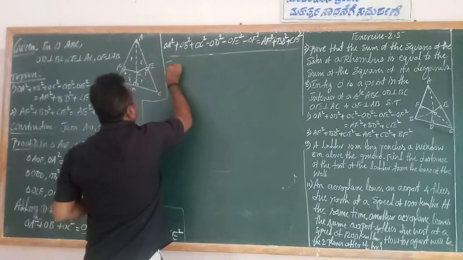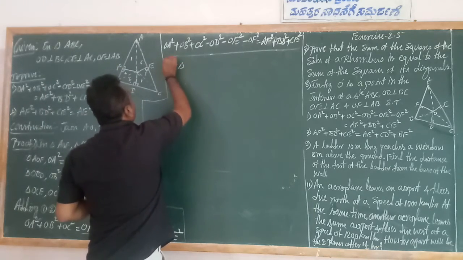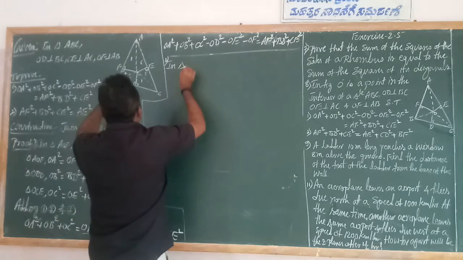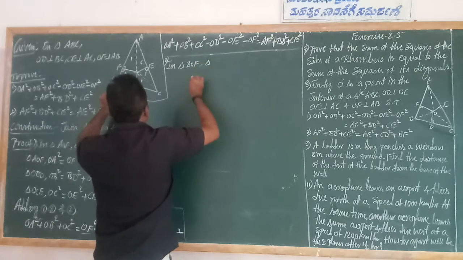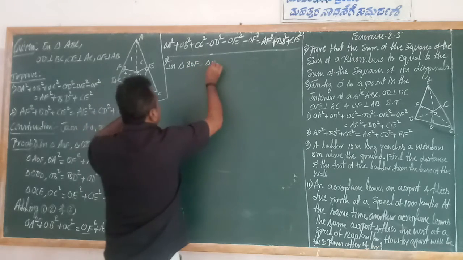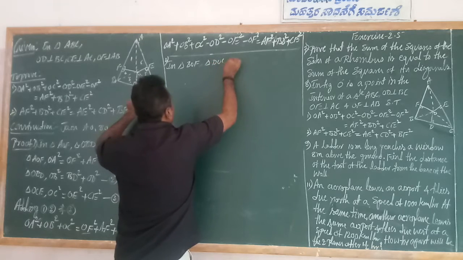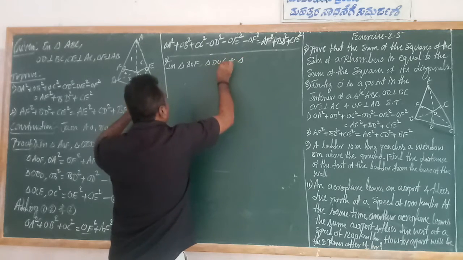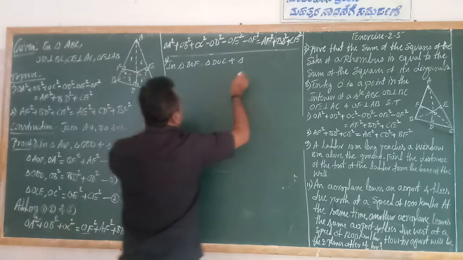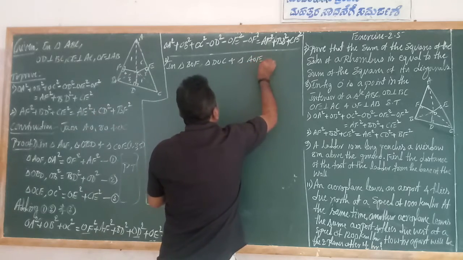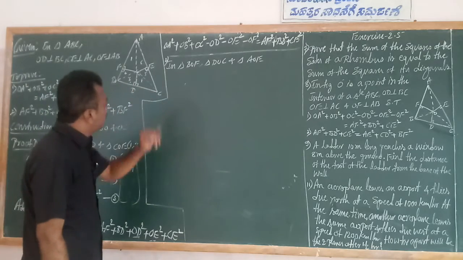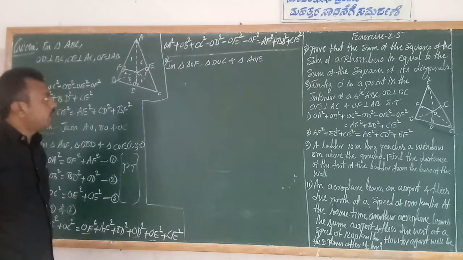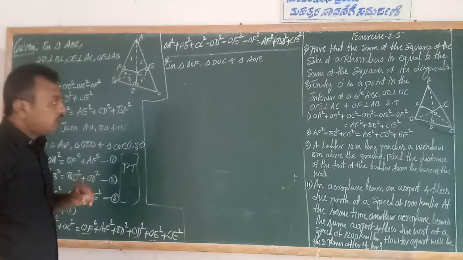In the second point, the triangles are OFB or BOF, the fourth one ODC or DOC, and the sixth one AOE. See students, these triangles are also right angle triangles. Again, we are using the Pythagoras theorem.